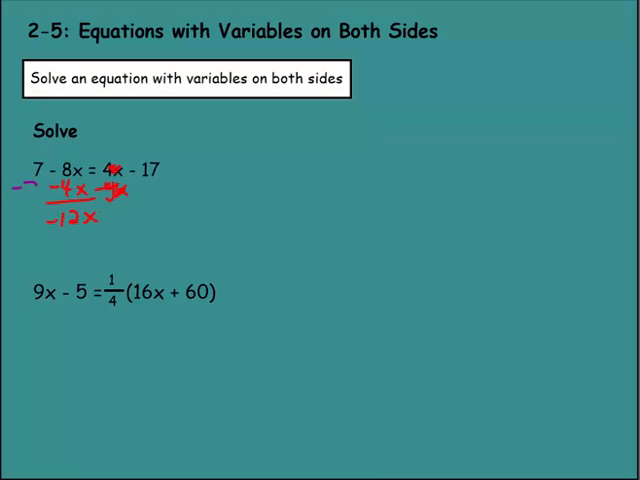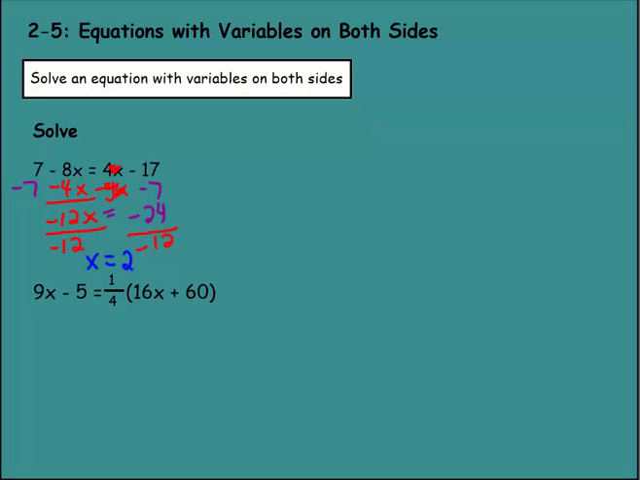Then we can subtract 7 from both sides. I have negative 17 minus 7, which equals negative 24. So negative 12x equals negative 24. I can get x by itself by dividing by negative 12. So my answer then, this would cross off, giving me just x. Negative 24 divided by negative 12 equals positive 2.